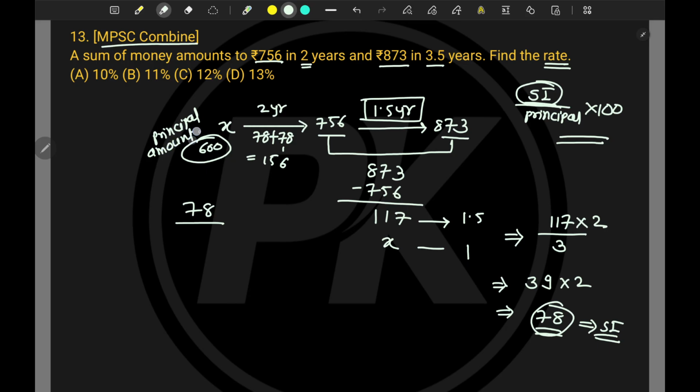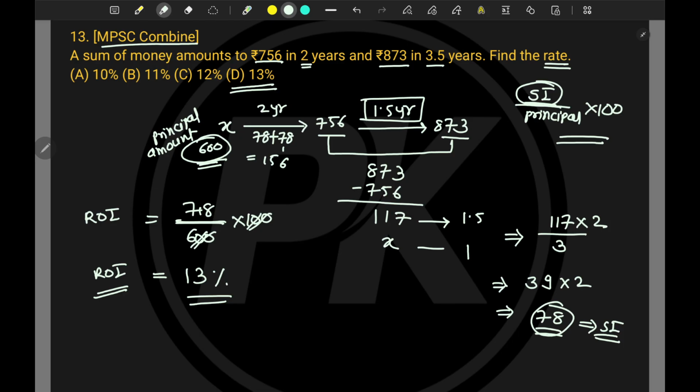Correct? Now this is the simple interest earned, and this was my principal amount. If I do it into 100, I will get the rate of interest, right? Just do this calculation. 6 1s are 6, 6 3s are 18. So my rate of interest will be 13%. Now look for the option. So option number D, and hence option number D is correct.